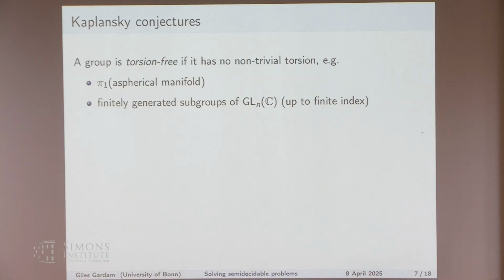So these are generally known as the Kaplansky conjectures. Kaplansky is a well-known name in Berkeley. He was the director of what was then called MSRI from 84 to 92. And these conjectures are mostly about torsion-free groups. So torsion-free is just saying there is no non-trivial torsion.